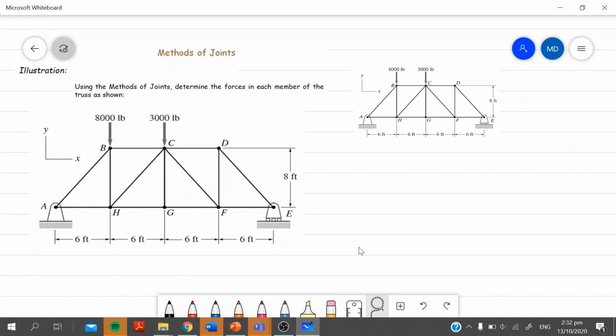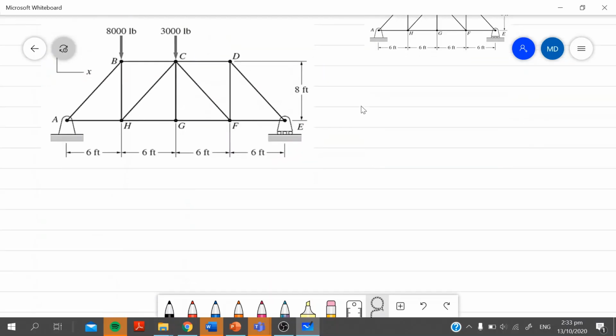So here is the illustration. Using the methods of joints, determine the forces in each member of the truss as shown. So here is our truss. So we have to identify or solve the forces in each member and then identify which one is tension or which one is compression. So ano pala yung tension or compression?